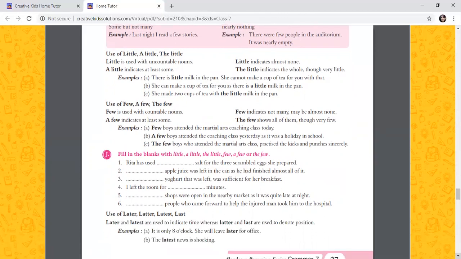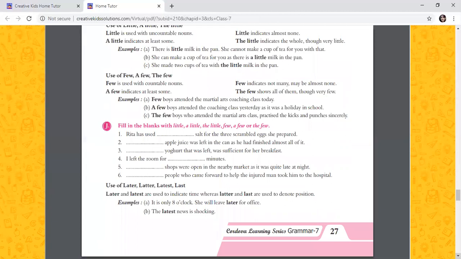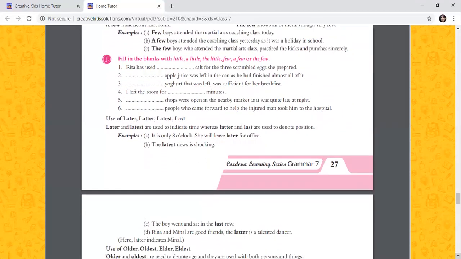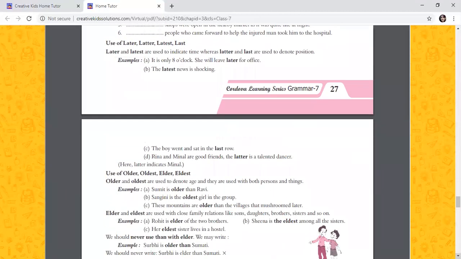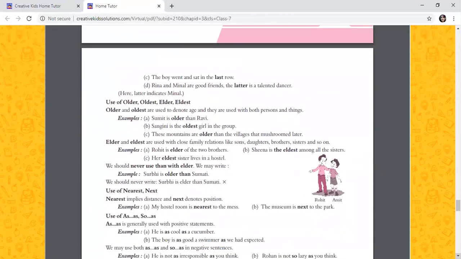Then uses of few, a few, the few. Few is used with countable nouns. Few indicates not many, maybe almost none. A few indicates at least some. The few shows all of them, though very few. Uses of later, latter, latest, last. Later and latest are used to indicate time, whereas latter and last are used to denote position.